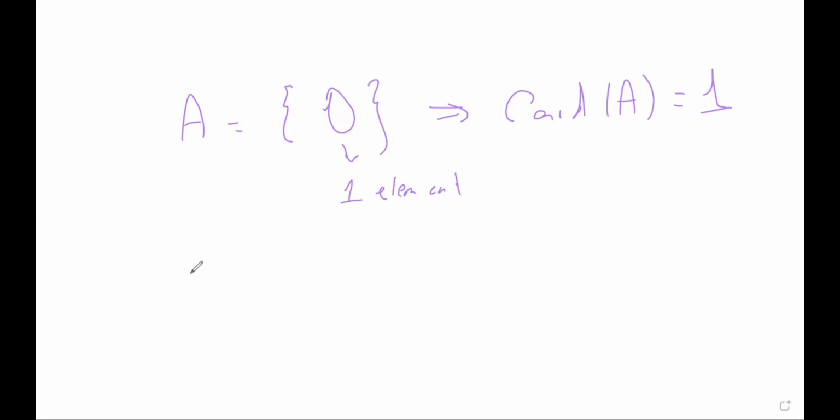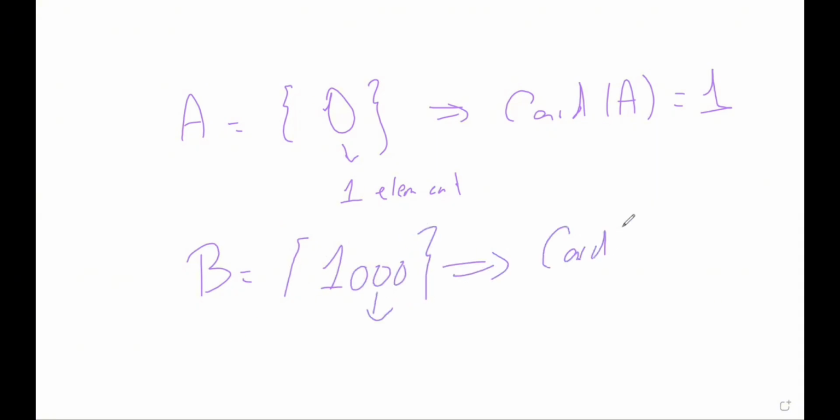If I have the set B with the number 1000 for example, here I have only one number or one element, then the cardinality of B is equal to 1. So regardless of the number that exists inside the set, we only count the number of elements, then we can determine the cardinality regardless of the number. Whether it is 0 or 1000 or whatever, it doesn't matter; I only look at the count of numbers that are in the set.